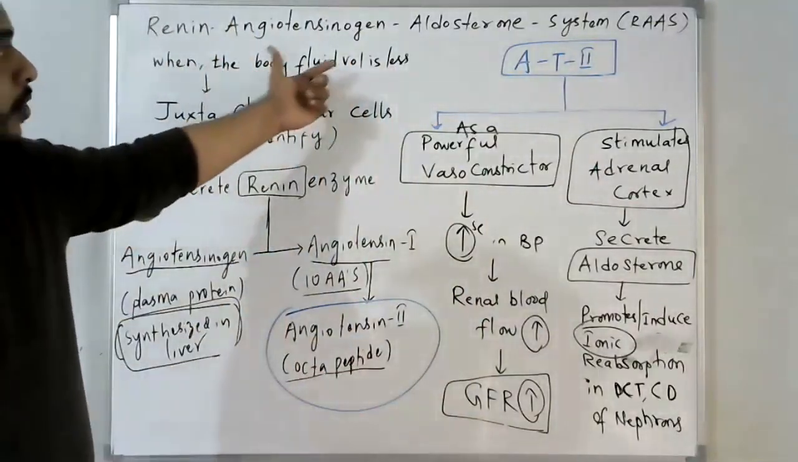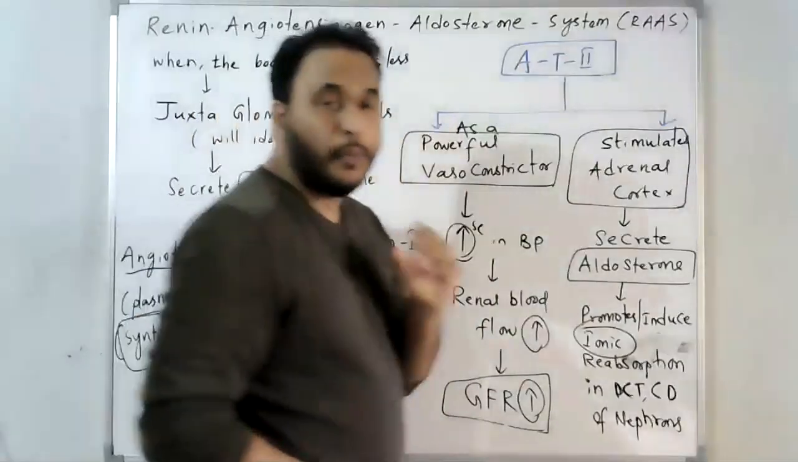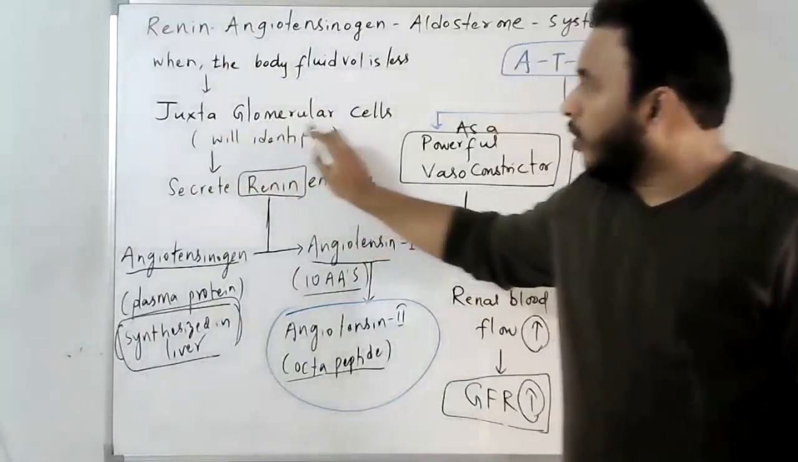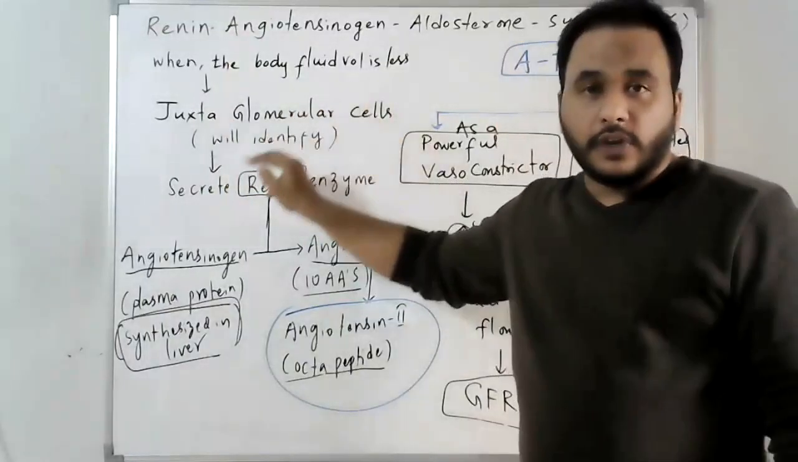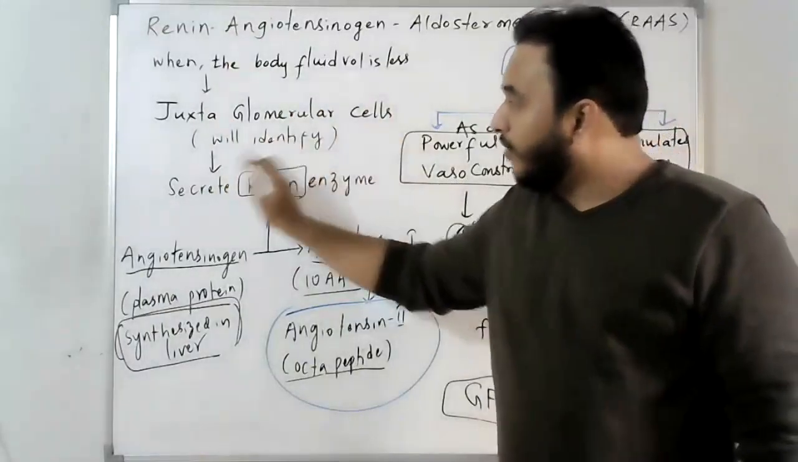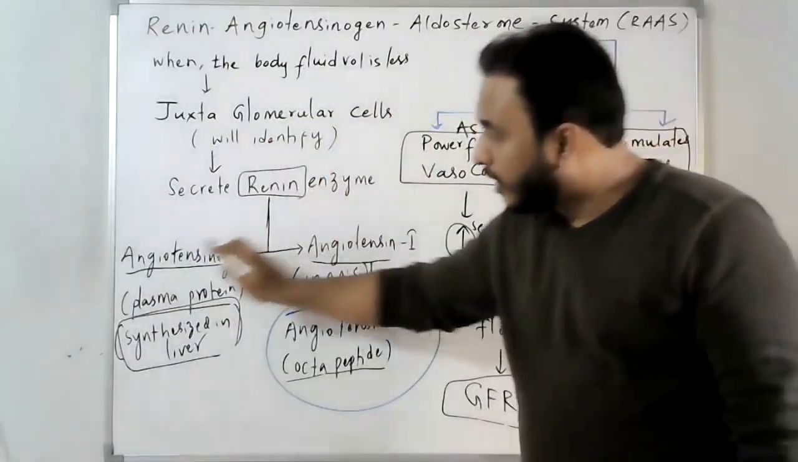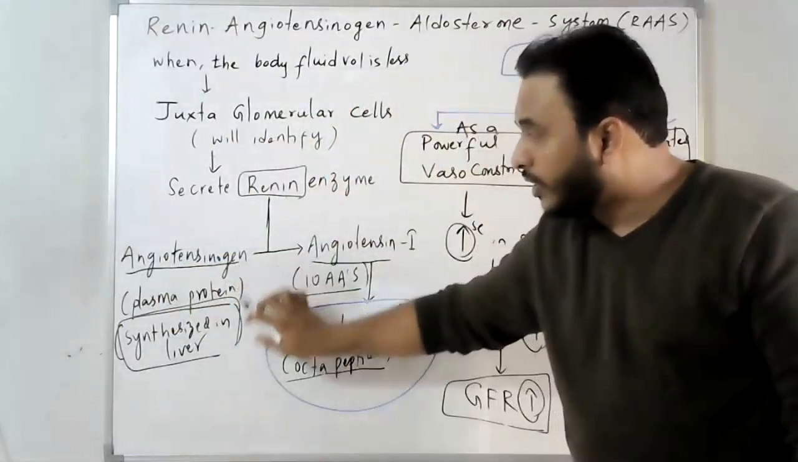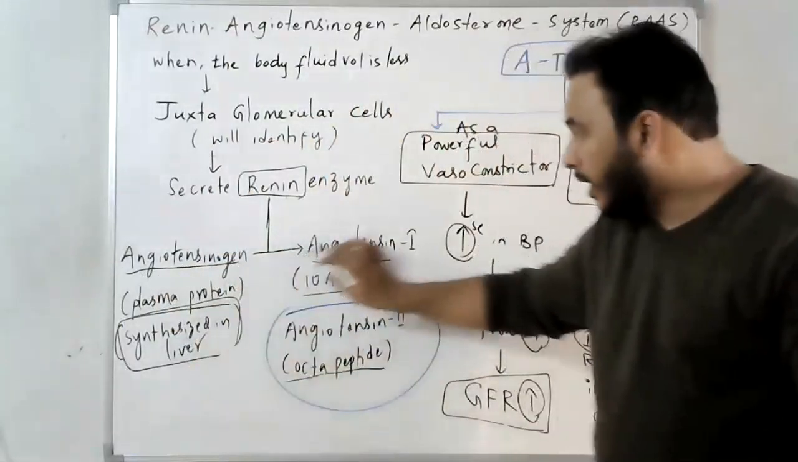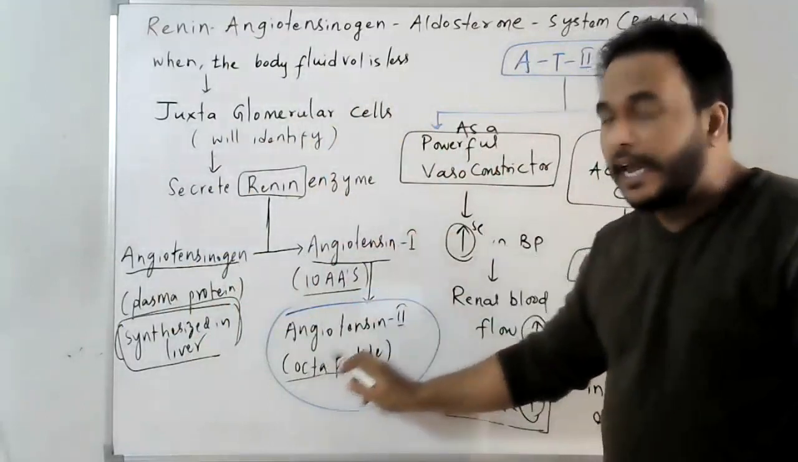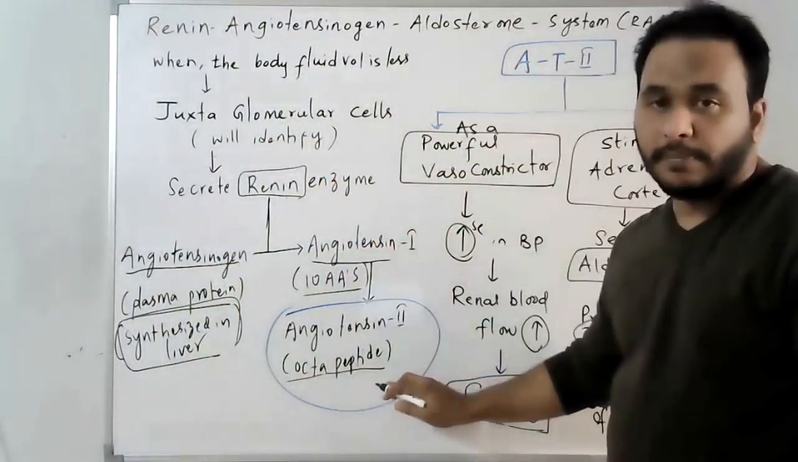When the body fluid volume is less, the juxtaglomerular cells of the juxtaglomerular apparatus will identify this and secrete an enzyme called renin, which further converts angiotensinogen, which is synthesized in the liver, into angiotensin 1, and it is further converted into angiotensin 2, which is an octapeptide.